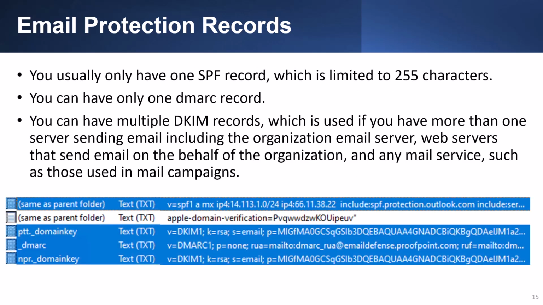You usually only have one SPF record, which is limited to 255 characters, and you can only have one DMARC record. You can have multiple DKIM records, which is used if you have more than one server sending emails, including the organization's email server, web servers that send emails on behalf of the organization, and any mail servers such as those used in mail campaigns.